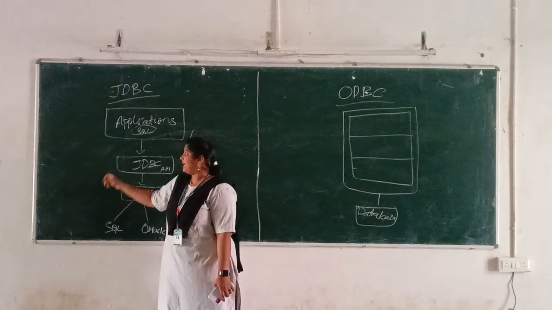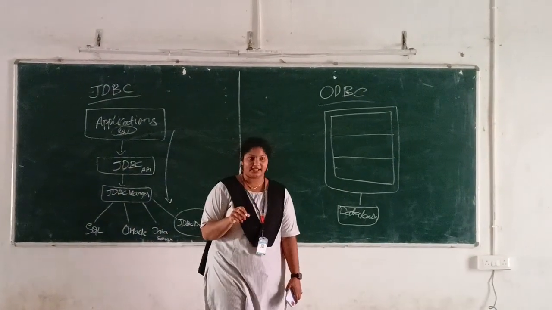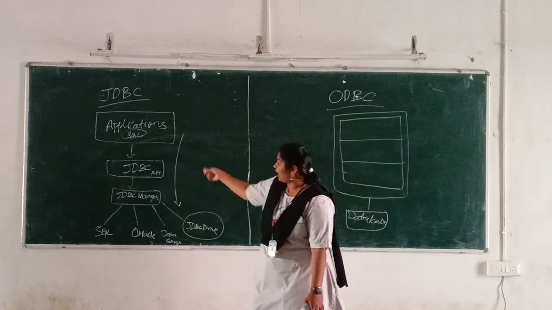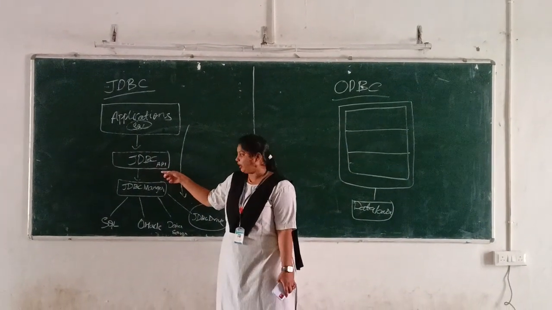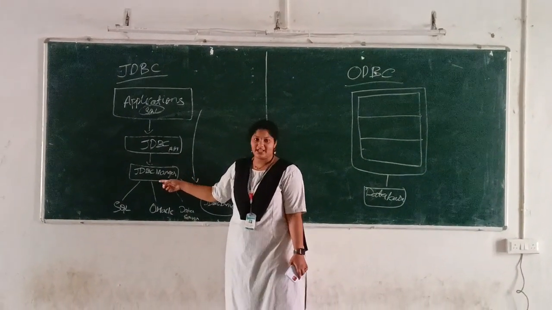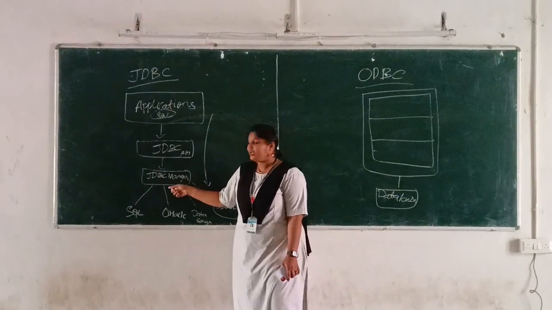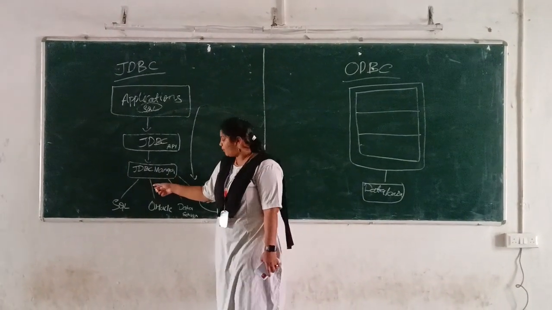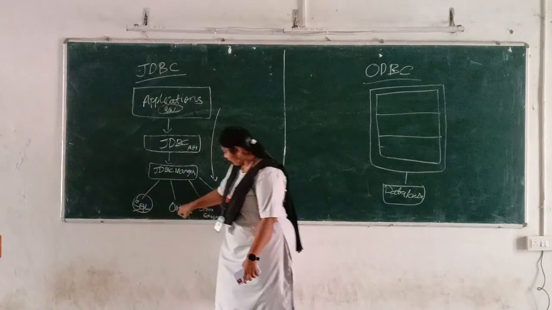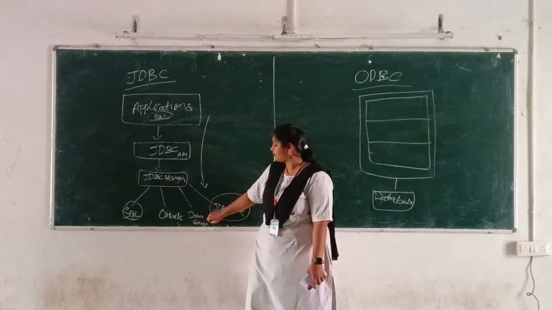For JDBC, you get an application state. That application state undergoes the JDBC protocol, and from there it goes to the JDBC manager, and from here the instructions move on towards SQL, Oracle, or the database server.